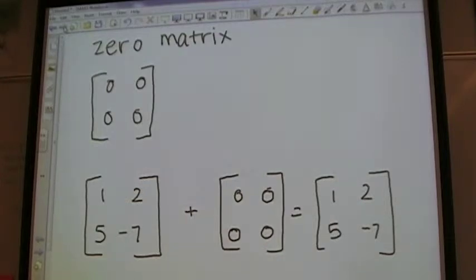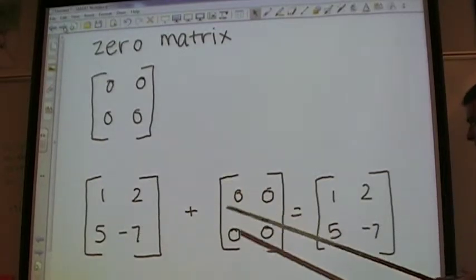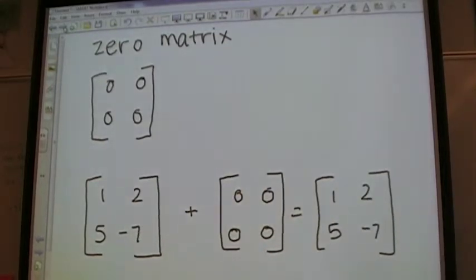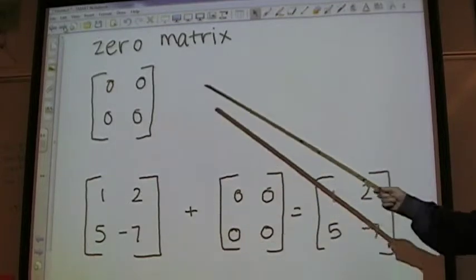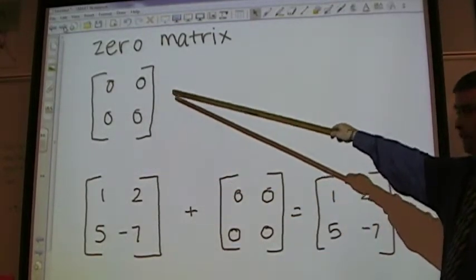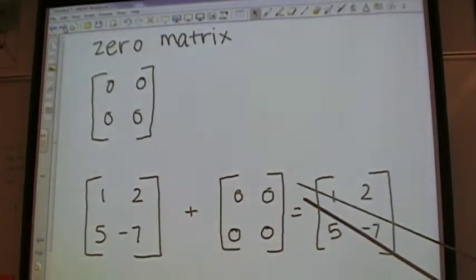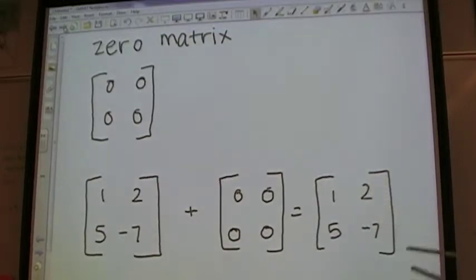Write down the definition of a 0 matrix. That's pretty simple. All your entries have to be 0. Whenever you add a 0 matrix to any other matrix, your result is the original matrix. Okay, so write down this example. 0 matrix, 0, 0, 0, 0. This is a 2 by 2 0 matrix. We add this 2 by 2 to the 0 matrix. We know 1, 2, 5, negative 7, which is representing the identity.